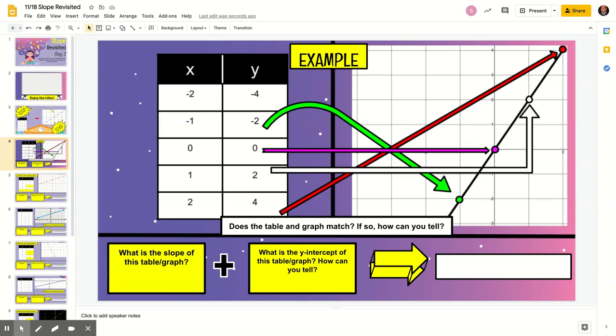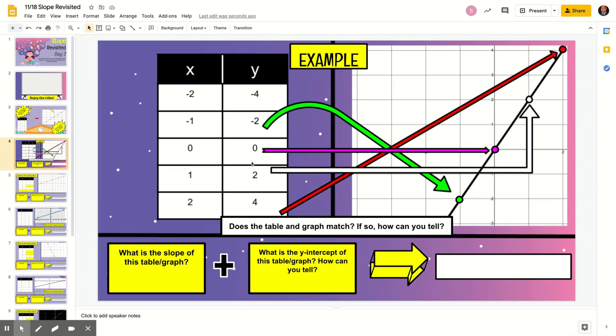An example of that is here as well. You'll see that my slope table points match the slope graphs. All right. In green, we have the ordered pair -1, -2. In purple, we have 0, 0, and on a graph, 0, 0. In white, we have 1, 2, and on our graph, 1, 2. In red, we have 2, 4, and on our graph, 2, 4. All of our slope table points make the table and the graph.